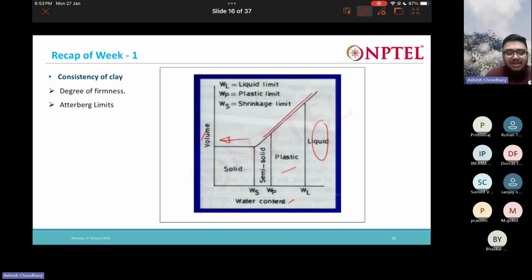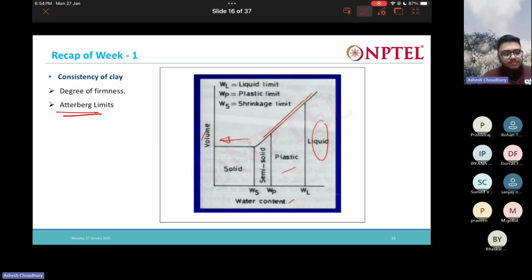Now this consistency of clays, which is defined in terms of degree of firmness, is quantified with the help of Atterberg limits. So these are very important. So what are Atterberg limits? These are limits of water content which help us to define the consistency of clay. So here we are seeing a graph. In the x-axis we have the water content, and in the vertical axis we have the volume.